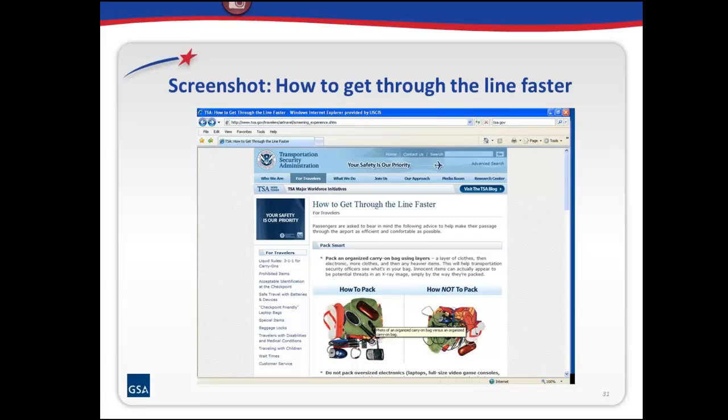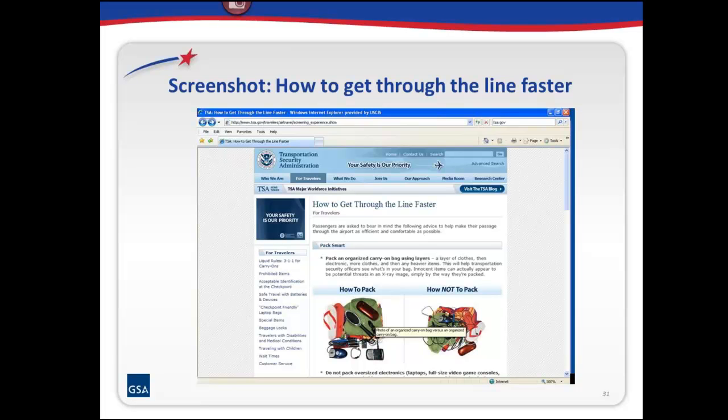So these are some of the sample pages about well-organized content. How to get through the line faster. I'm going overseas next week. I really am going to look at this because I know I like the how to pack, how not to pack. That gives me a visual. I also know I'm going to have to look up the 3-ounce liquid gel rule because I can't remember it.